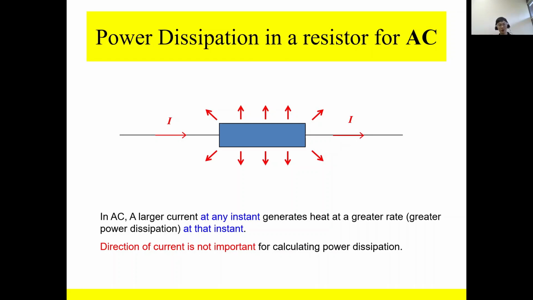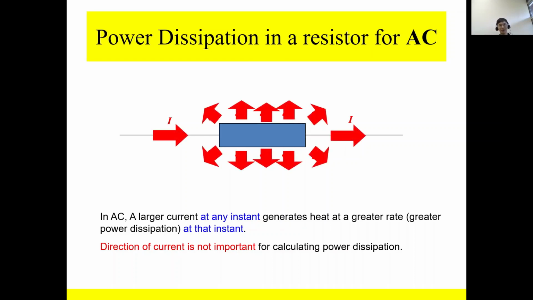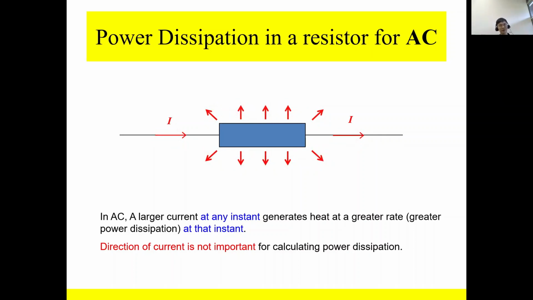Look, when the current is small, the power dissipated is small. Current is larger, power dissipated is larger. When it's largest, the power dissipated is the largest. And then it comes back down, and when it goes to 0, it switches direction. So we realize that the direction of current is actually not important for the calculation of power dissipation. The power dissipated at any instance in time depends on the current value at that instant.